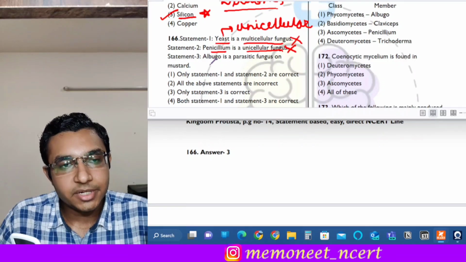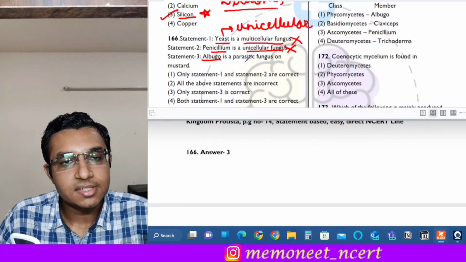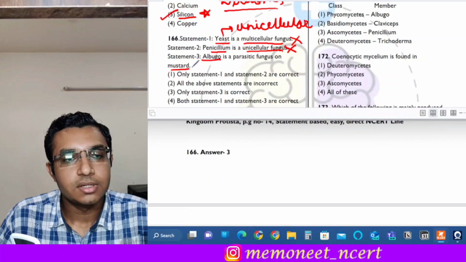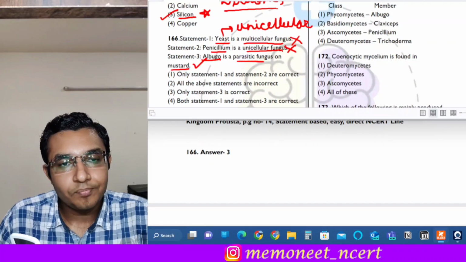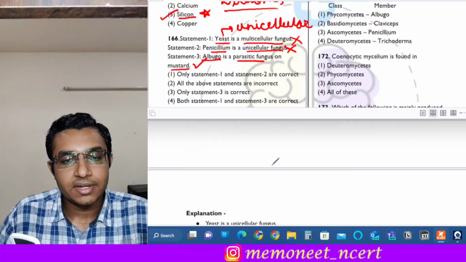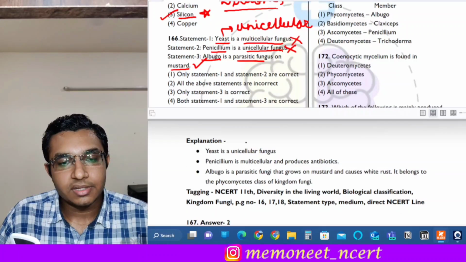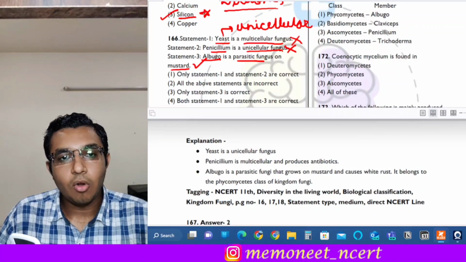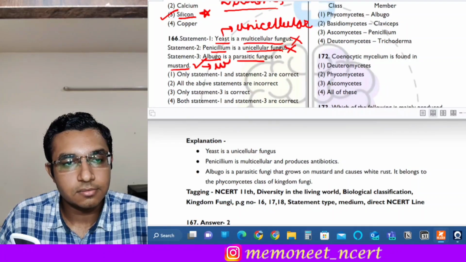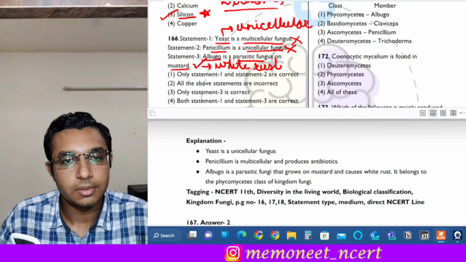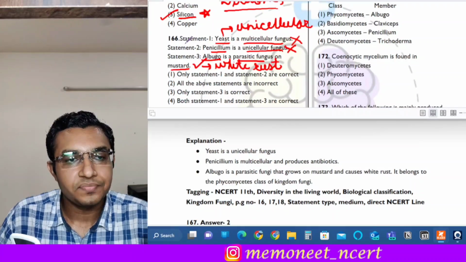The third statement is albugo is a parasitic fungus on mustard. So see, this statement is absolutely correct. Why? Because albugo acts as a parasite. Okay, it is a parasitic fungus, and it grows on the mustard. And it causes white rust of mustard. What does it cause? It causes white rust in the mustard. So here, what are the options?